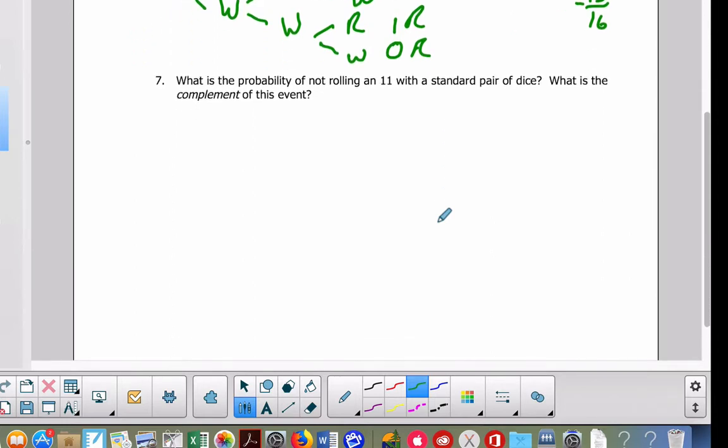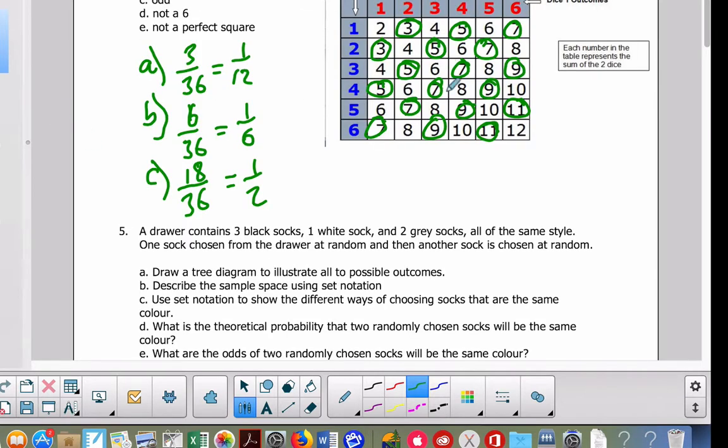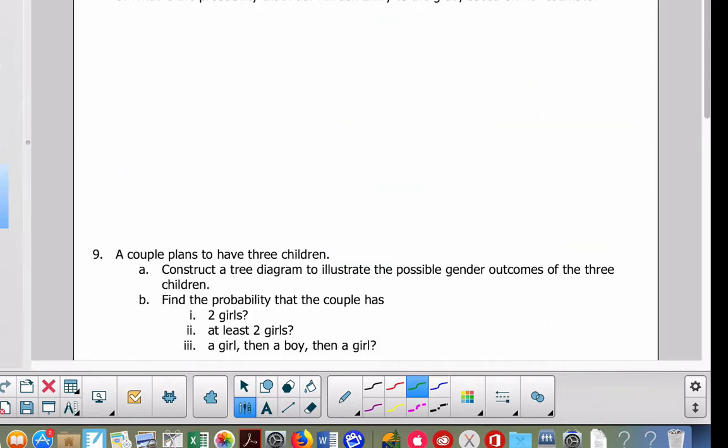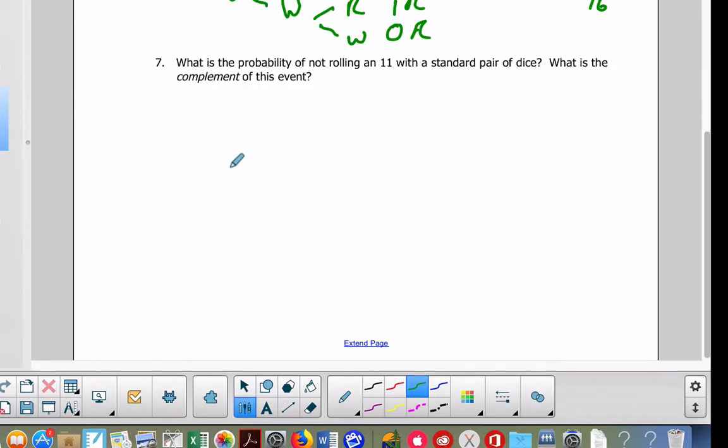What is the probability of not rolling an 11 with a pair of dice? So if we go back to that chart, you've got 2 ways that you can roll an 11. That means out of 36 possibilities, there's 34 ways that you could not roll an 11. So the probability of not an 11 would be the number of ways that we could not roll an 11, which is 34 over 36, which reduces to 17 over 18.